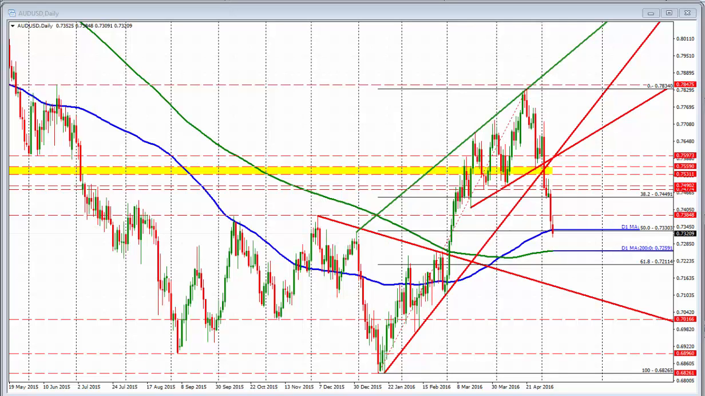I'm going to talk about the Aussie versus US dollar and talk about drilling down. Drilling down, what does that mean? Well, let's start off by taking a look at a broader picture. The Aussie versus US dollar, this is a daily chart.